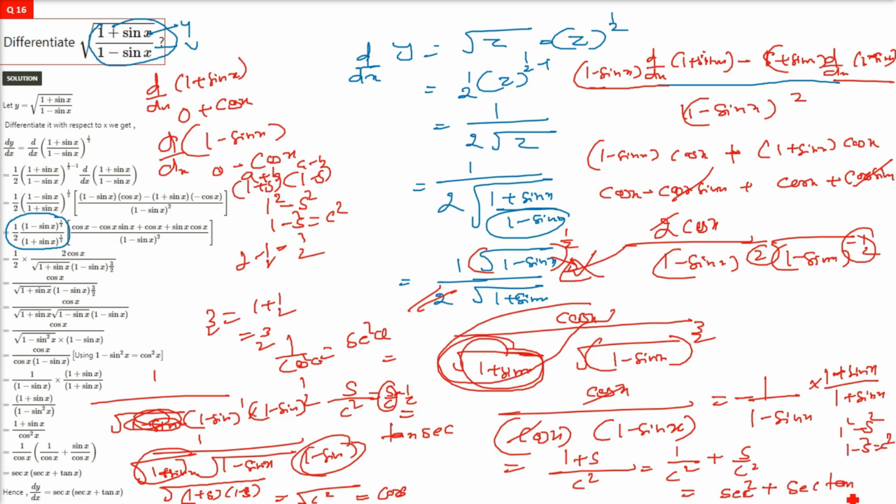Now you can take sec x common. Take the sec x common. You have sec x remaining for the first term, and the second term is going to give you tan x. This is your final answer. And those who know more than that, you can apply that also. We will be stopping here.